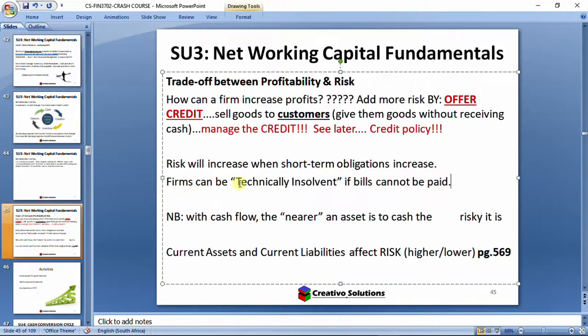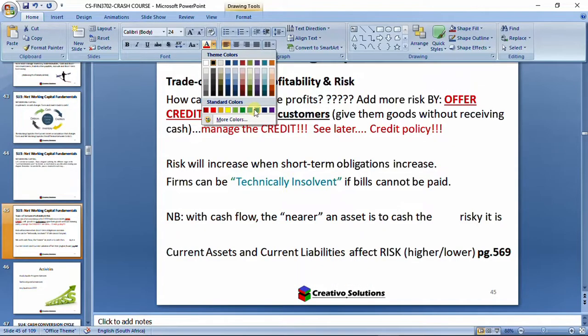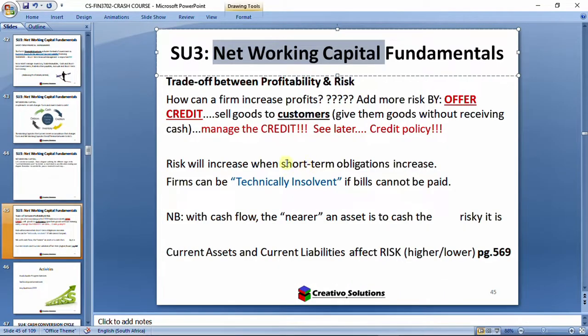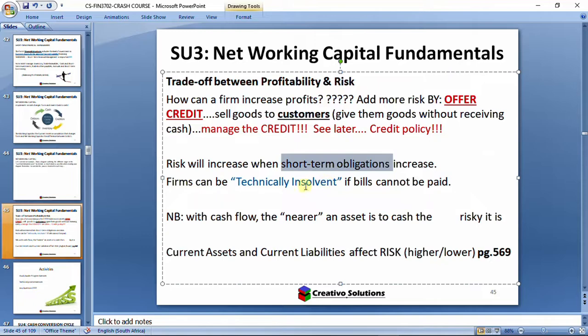Just remember, firms that are technically insolvent are firms that don't have any resources and cannot pay their bills. Technically means you need help, you need assistance. If you can't pay your bills, you're technically insolvent. If you're spending more than you're earning, there's a big problem, and that's what companies need to manage. Net working capital is making sure we can always meet our short-term obligations so that we're never, in inverted commas, technically insolvent. How do we do that?